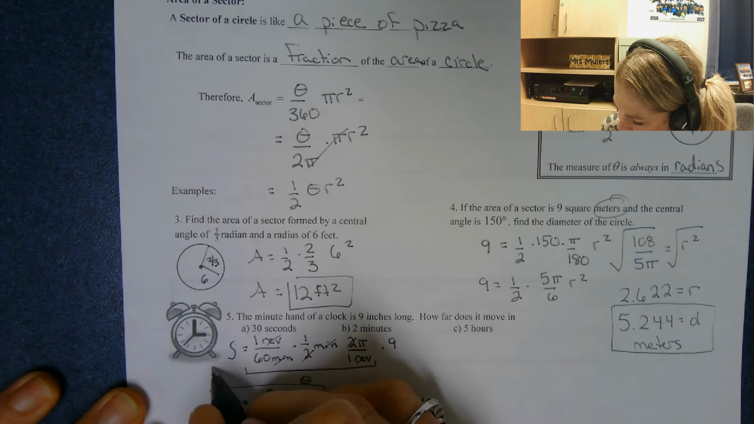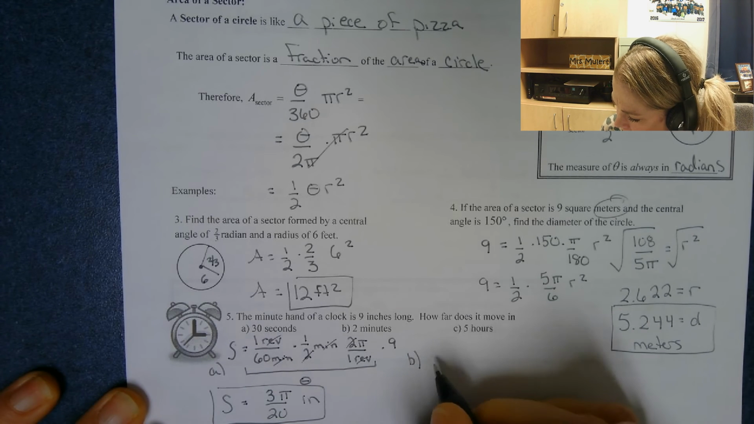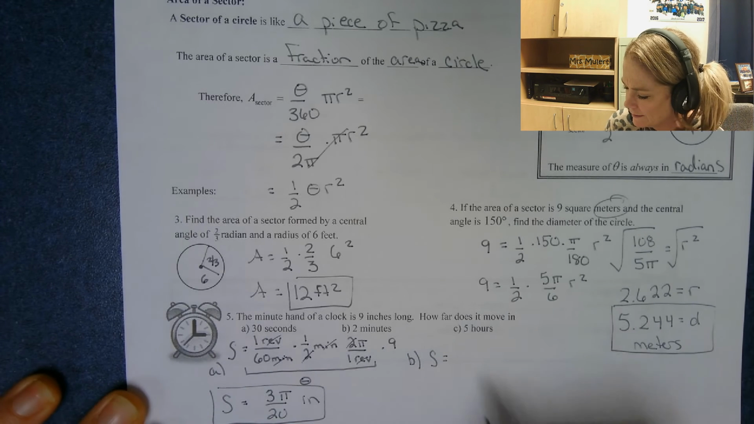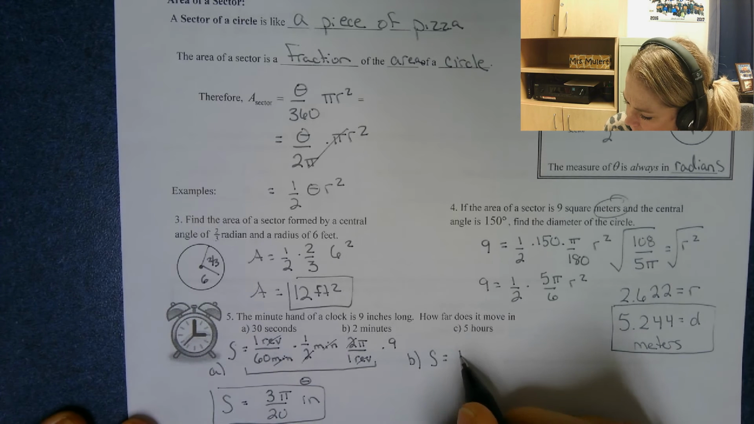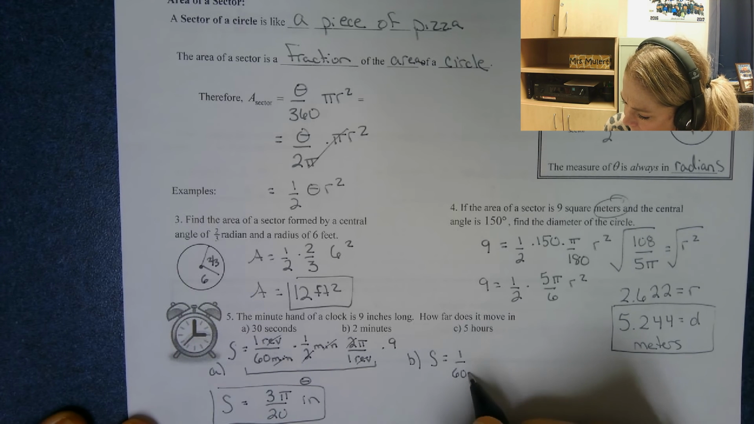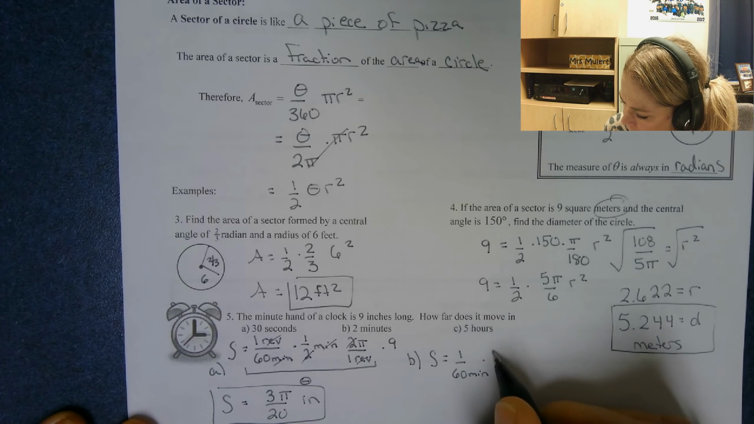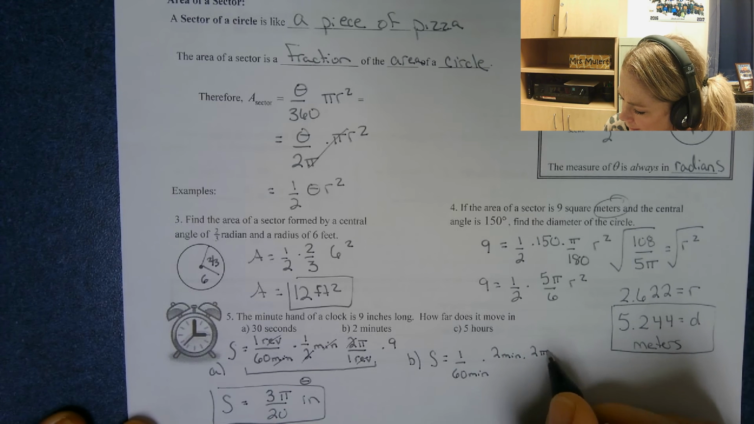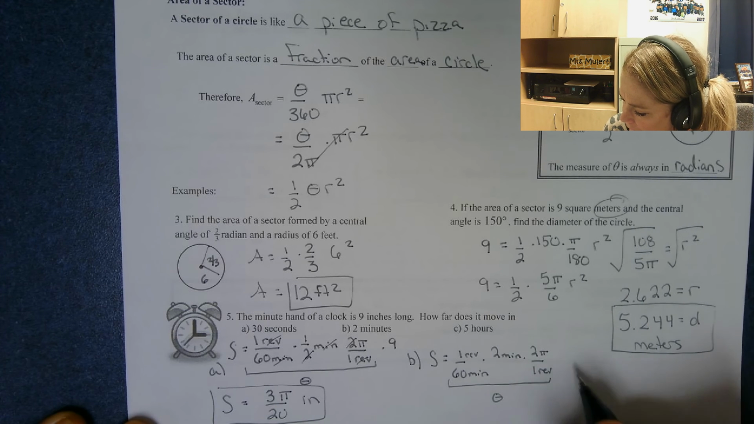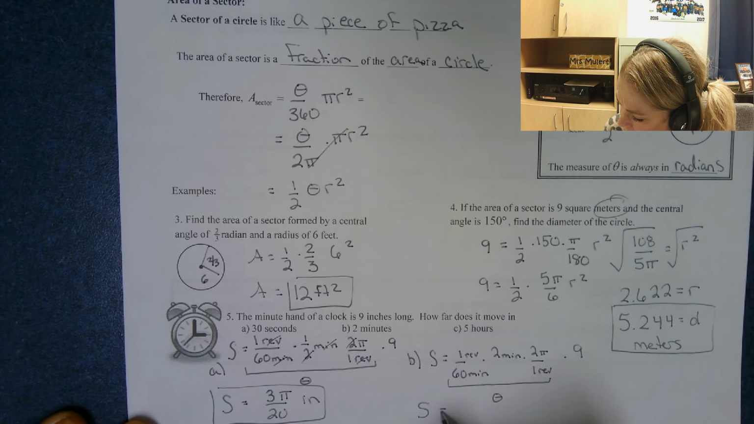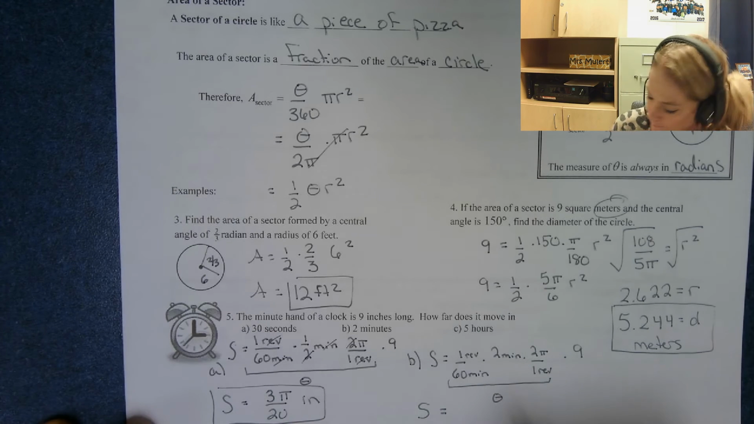So that was A. Here's B. Okay, so this will be easier since we've kind of got the hang of it. And so again, we've got 1 revolution in 60 minutes. How long did we go? 2 minutes. Well, 1 revolution is 2 pi. That's my theta. And we have our same radius. Okay, so this one shakes out to be 3 pi over 5.